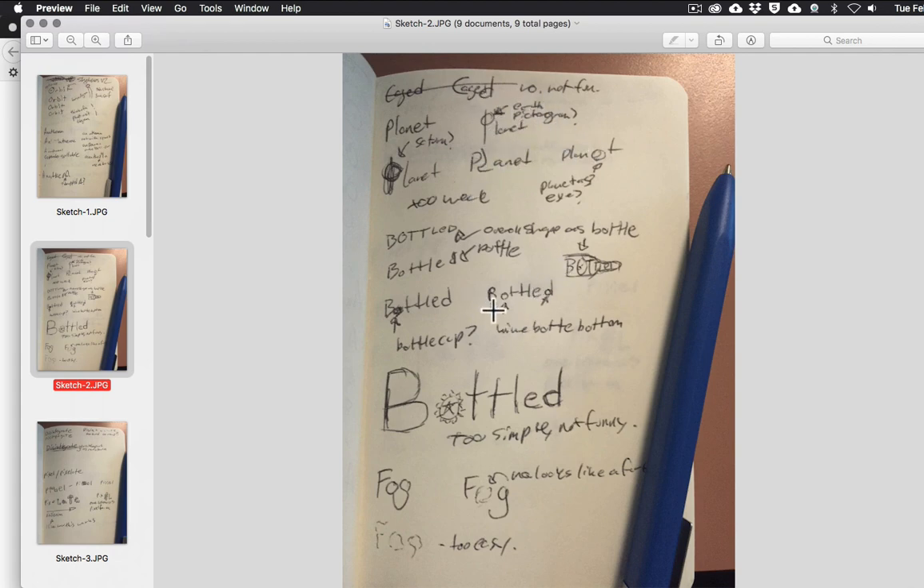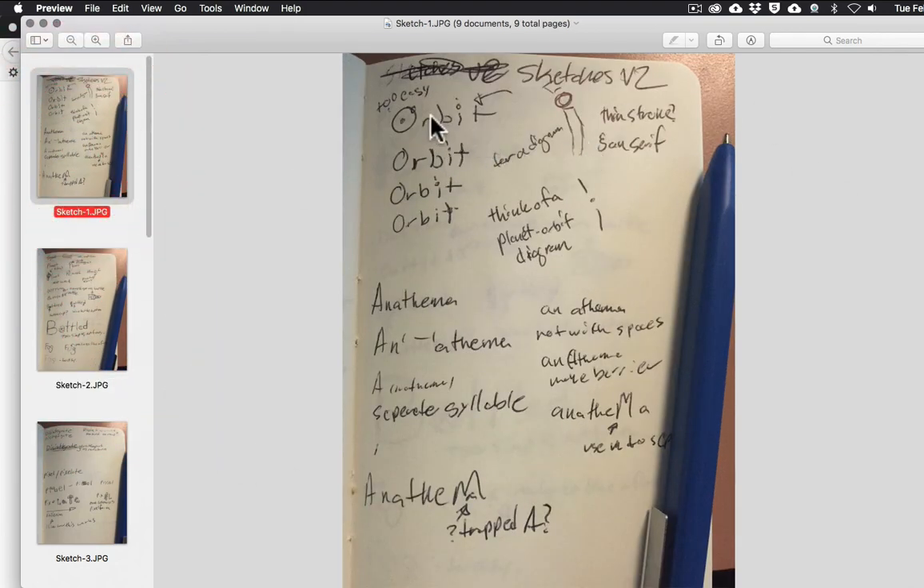Maybe making notes to yourself about what these letter forms could do, like bottle cap, too simple, not funny. And he's probably right about that. And then kind of just dinking around. Orbit. Oh, there's some potential there. What could orbit? Could it be the I? Could it be the O? What is it that makes that word have some potential?